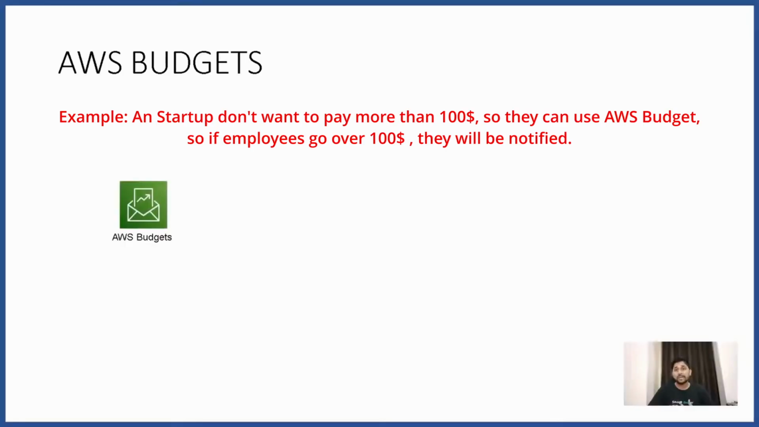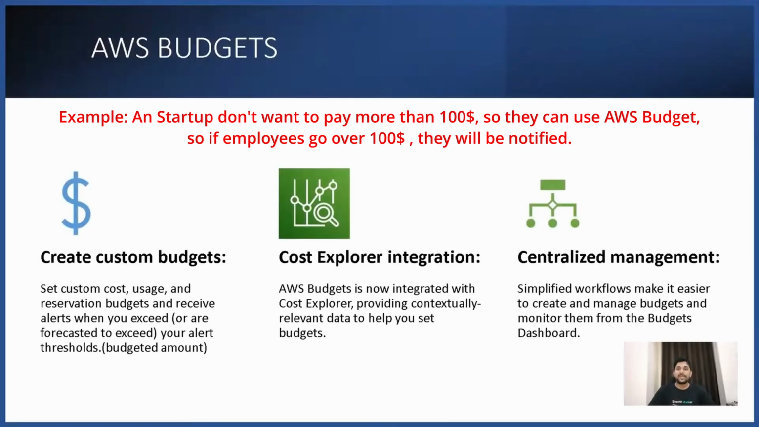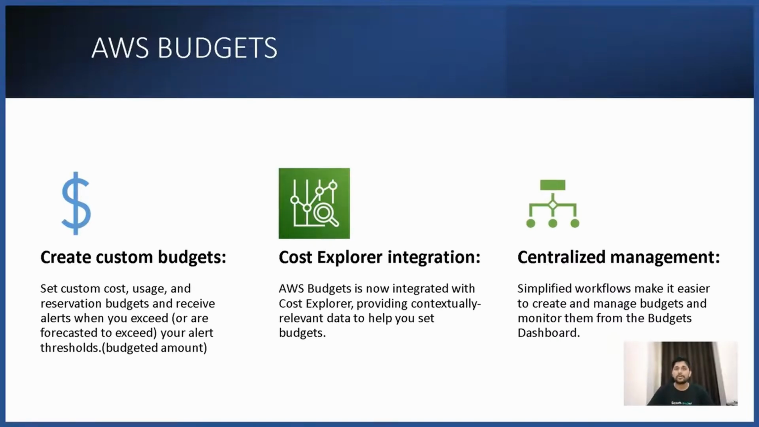AWS Budgets are used to track your cost and usage information and take several actions based on that information. We can set custom budget alarms that will alert you whenever your cost and usage exceed your budget amount. The creation of an AWS budget is a very important task, and it should be done immediately after the creation of your root AWS account.